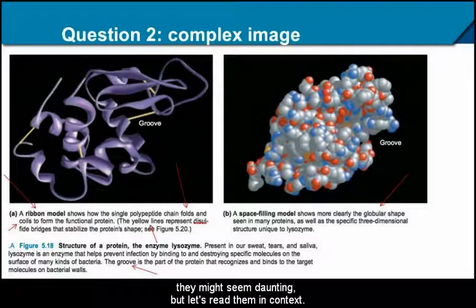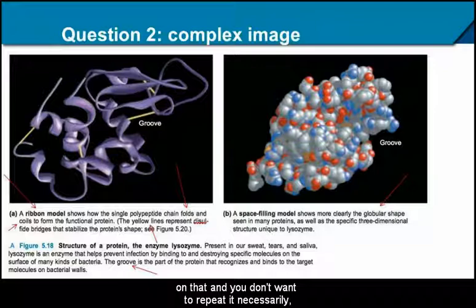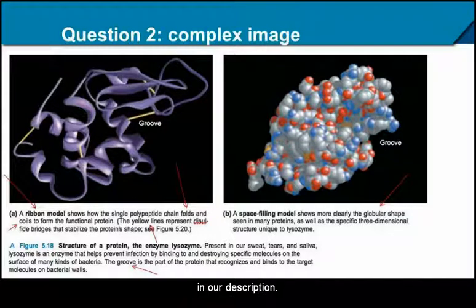So, as I said, when you look at these, they might seem daunting, but let's read them in context. The first one, a ribbon model. First of all, ribbon is already nice and descriptive. It shows how the single polypeptide chain folds and coils to form the functional protein. So there's already descriptive language in the caption, which isn't always the case, and it's very helpful because you want to build on that and you don't want to repeat it necessarily. And then we see that the yellow lines are mentioned as well, so we need to include that in our description. When we look at the one on the right, the space filling model, one of the words there that we pointed out is globular shape, which is fantastically descriptive and again is already providing sort of a mental picture and a description of what the space filling model is before we even write our alt text.